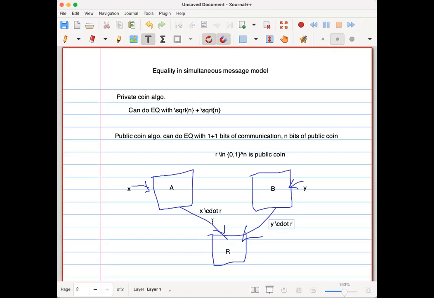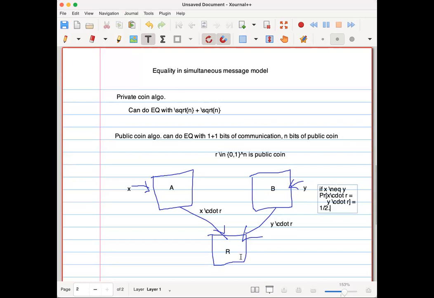If x is not equal to y, you can prove that with probability half, x dot r is not equal to y dot r. So let's write this down. X not equal to y, probability that x dot r equals y dot r. This probability is exactly equal to half. So with probability half, the two bits are different, and the referee will say unequal with probability half.